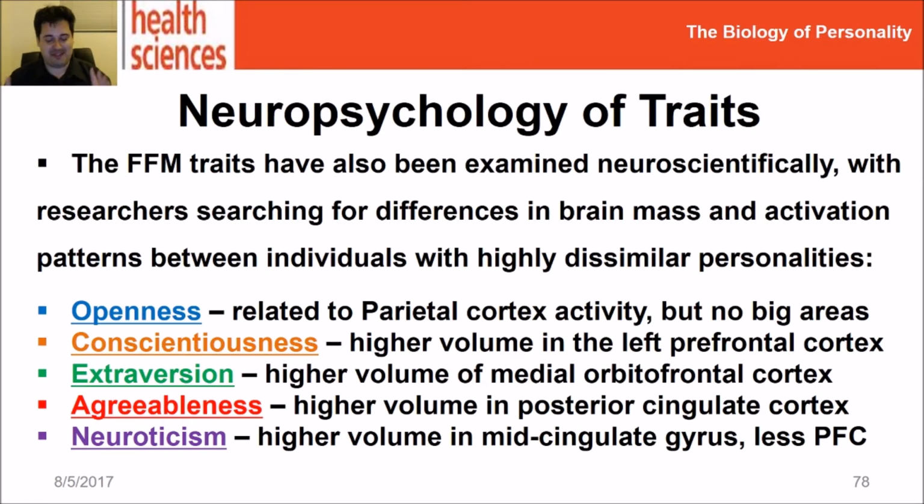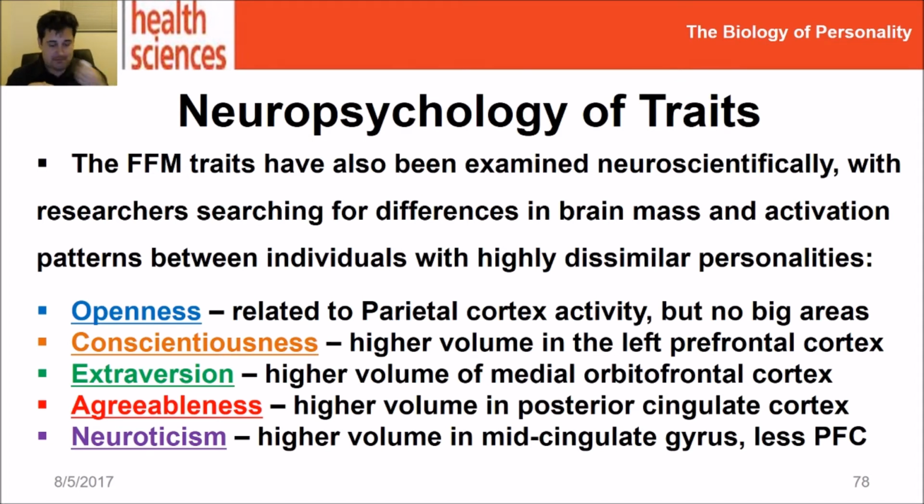We also know that when we look at these things, different functional regions of the brain are associated with different levels of activity. Different levels of activity and different cortical densities, I should say, in different parts of the brain are associated with different levels of the 5-factor traits. Greater openness to new experience is related to the parietal cortex. If you have more activity in the parietal cortex of your brain, it's not really a structural difference, but it's an activity difference that predicts more openness to new experience. Higher volume in your left prefrontal cortex is associated with higher conscientiousness.